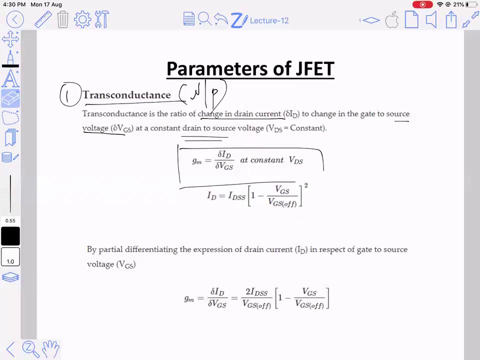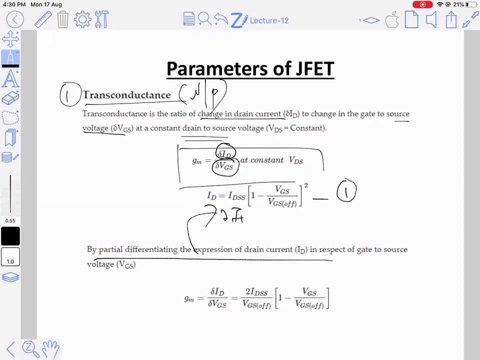This is the same formula: IDS equals IDSS (1 minus VGS by VP) the whole square. So what I need now is change in ID with respect to change in VGS, so I need to partially differentiate this expression. If I differentiate equation number 1 with respect to VGS, what am I going to get?